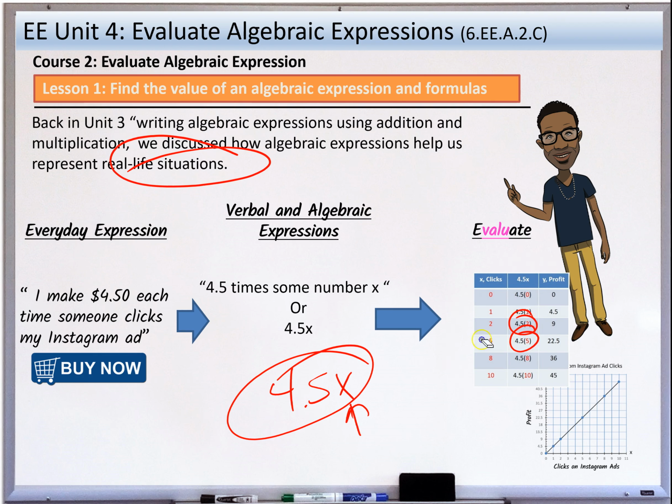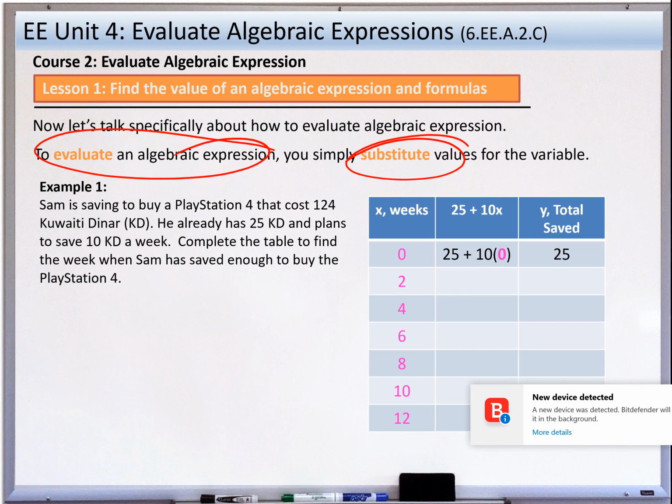I'll erase that so you see what I'm saying. 4 and 5/10 x has really no value. But then once we give x a value, then 4 and 5/10 x has a value. So when we talk about evaluating algebraic expressions, we're talking about giving value to an expression.